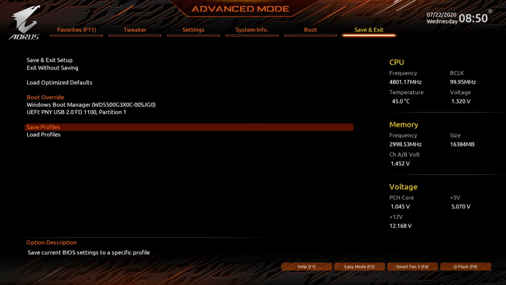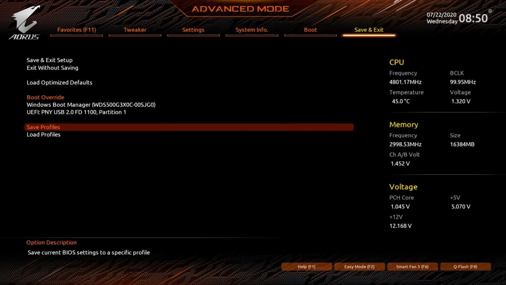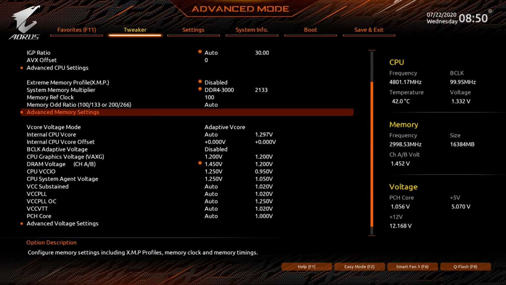Okay, so once we have that set, the first thing I'm going to do is save a profile. That's going to be our pre-OC profile, and that means anytime we have to clear the CMOS or we get an unstable overclock and we can't post, we can clear the CMOS and we can load this profile back up, and we have somewhere to start from again that we don't have to mess with all those settings all over again.